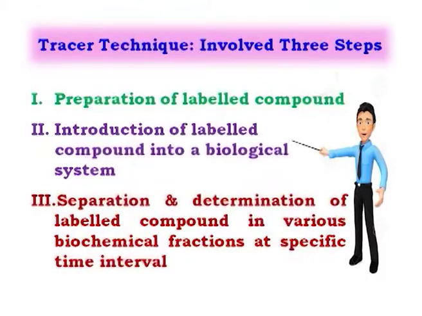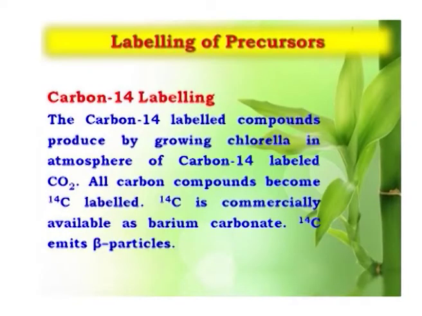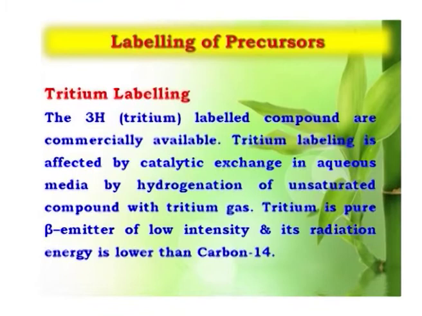We will study each step one by one. First step, that is preparation of labeled compound. The method used for labeling of the compounds depends upon the type of radioisotope used. For example, carbon-14 labeling. The carbon-14 labeled compound is produced by growing chlorella in an atmosphere of carbon-14 labeled carbon dioxide. All carbon compounds become 14C labeled. 14C is commercially available as barium carbonate. 14C emits beta particles.